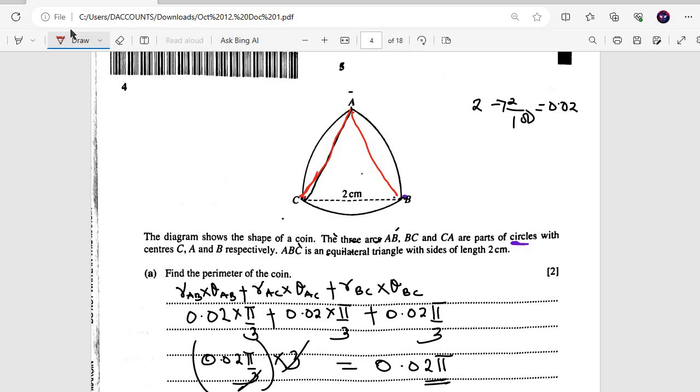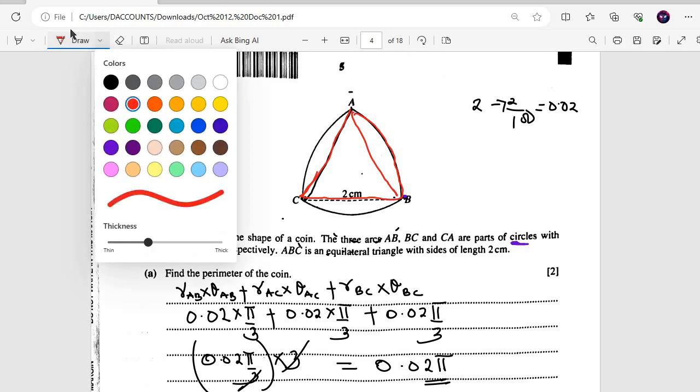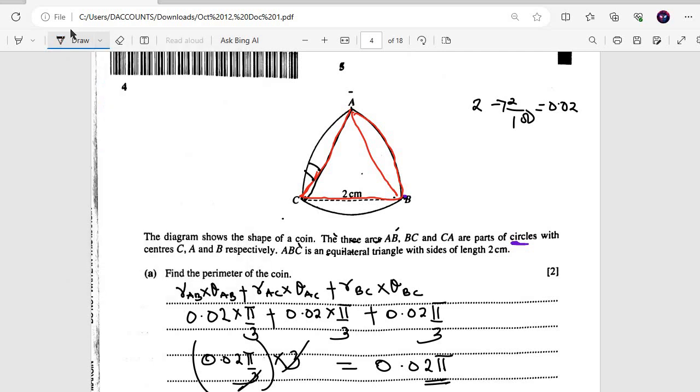If you check ACB, the one in red color is the sector. Red is a sector. What I shade is a segment. What I shade is a segment. The one in black, the segment.